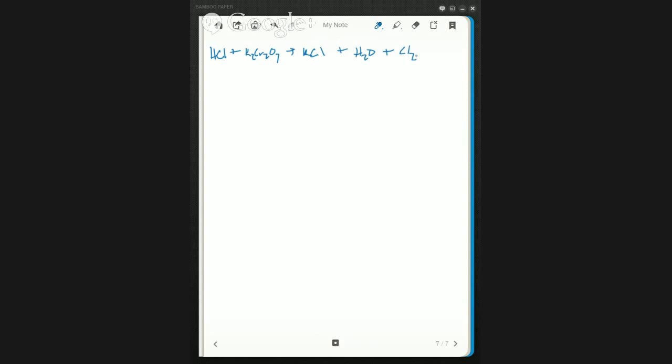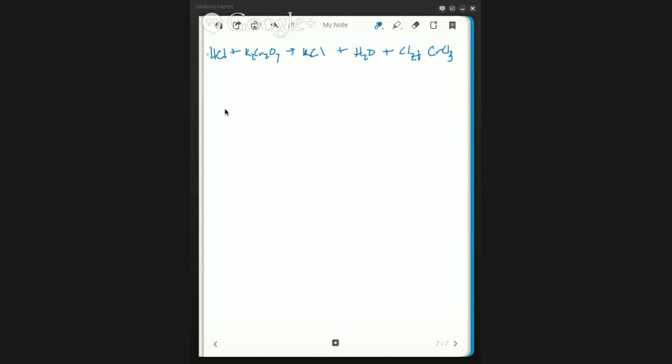oops, I forgot a product. I forgot about our chromium chloride, chromium 3 chloride. Okay, now the key that we're going to look at here is the first thing we need to do is we need to get rid of all of our spectator ions. So just as we would do before, if it's the same on both sides, we're basically getting rid of it.